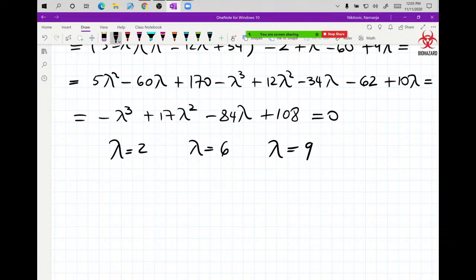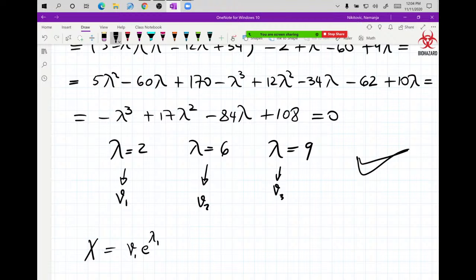So we get these, and then we already did the problem like this. So I'm just going to say go ahead and finish this off on your own. Get your V1, get your V2, get your V3, and then write your solution at the end as V1 e to the lambda 1 t plus V2 e to the lambda 2 t plus V3 e to the lambda 3 t. These are all vectors, obviously, here.